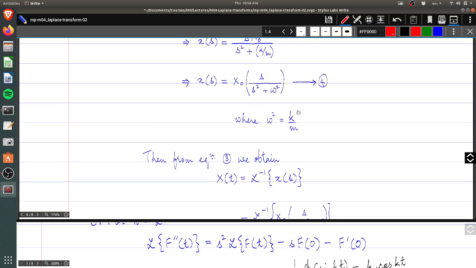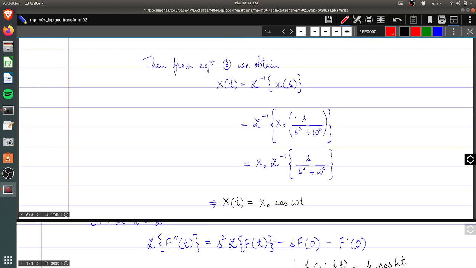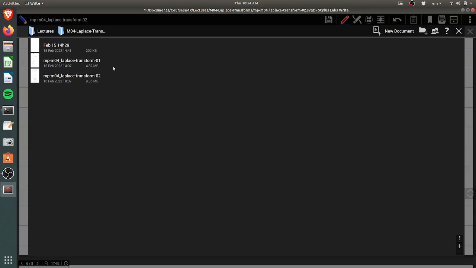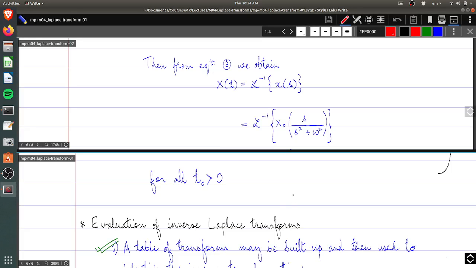So x of s we found is equal to x naught times s divided by s square plus omega square. I can take this x naught outside because of the linearity property, and then the inverse Laplace transform of s by s square plus omega square. We already know this again from our table of transforms.